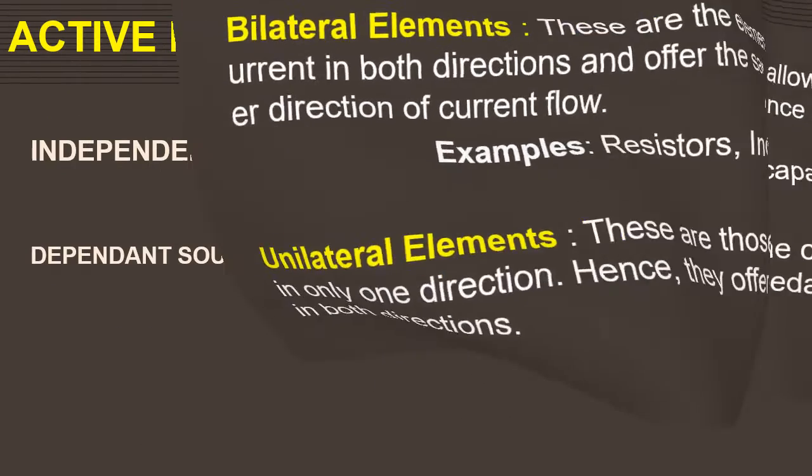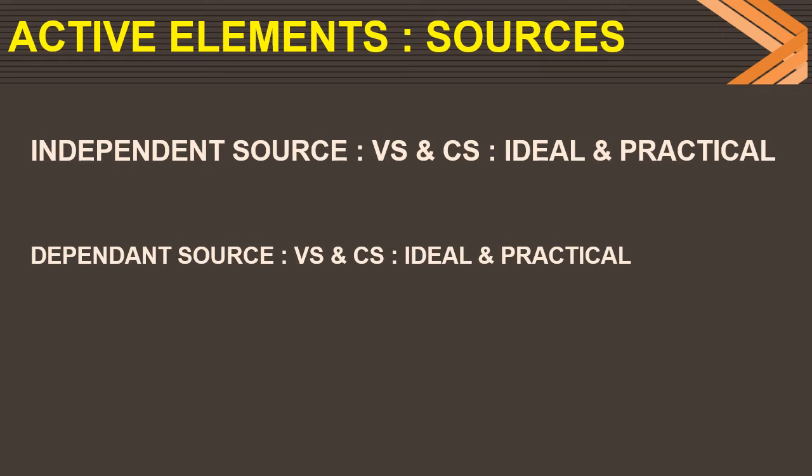Similarly, the active elements are the independent and dependent sources. These are a voltage source and a current source, in ideal as well as practical form. Similarly in the dependent case also.